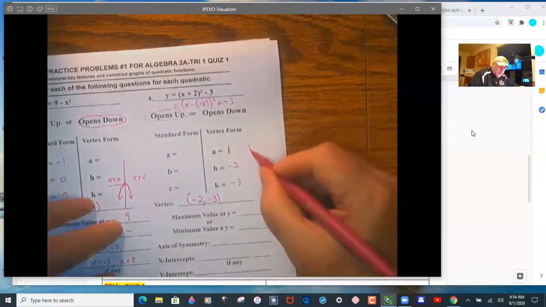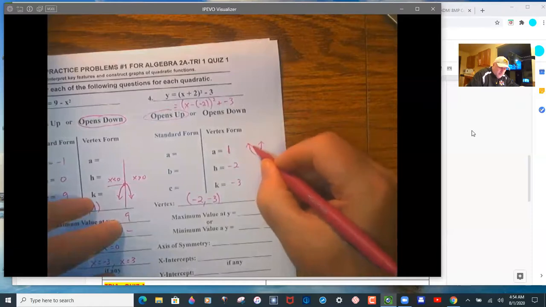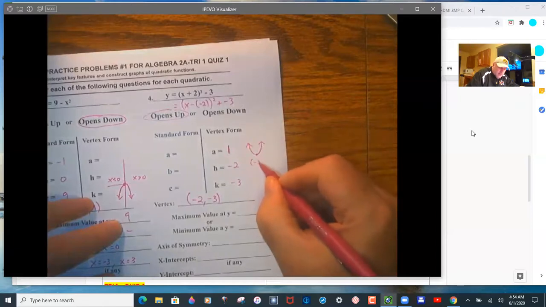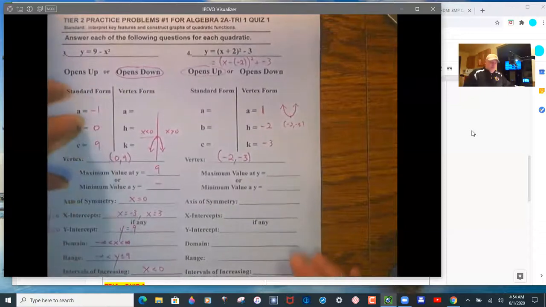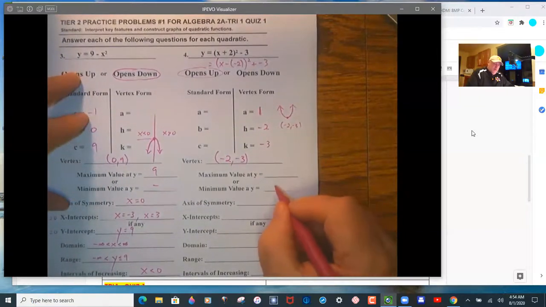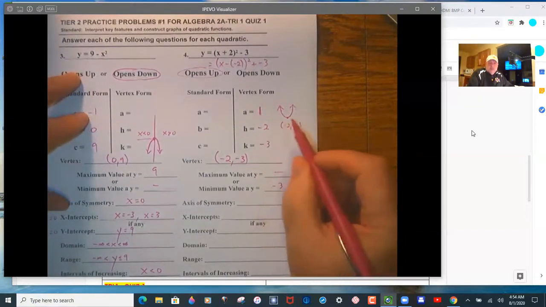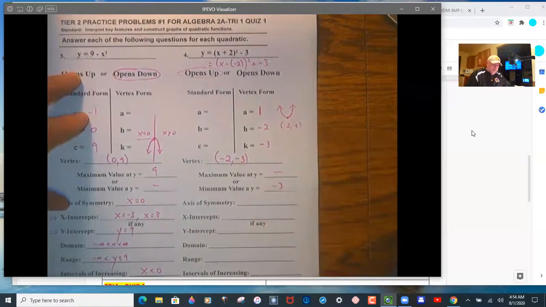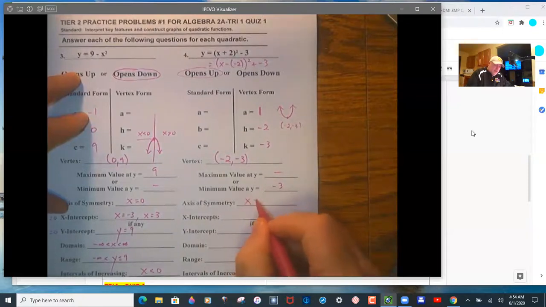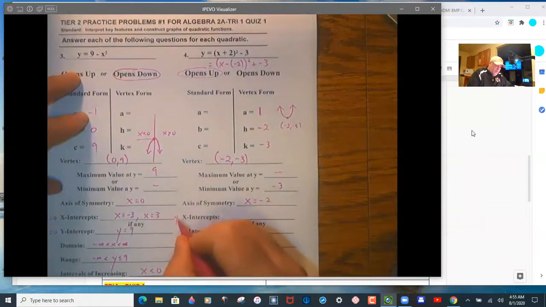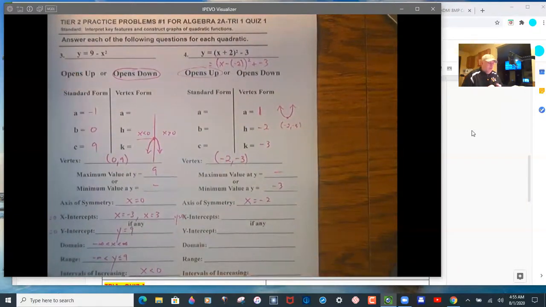So I'll just do a little sketch here. And you can just label this, that if you want. So we have a minimum at y equals -3. So just think of that as being the lowest point. Axis of symmetry, x equals -2. X-intercepts, again, this is when y equals 0. So you can put that on your table.